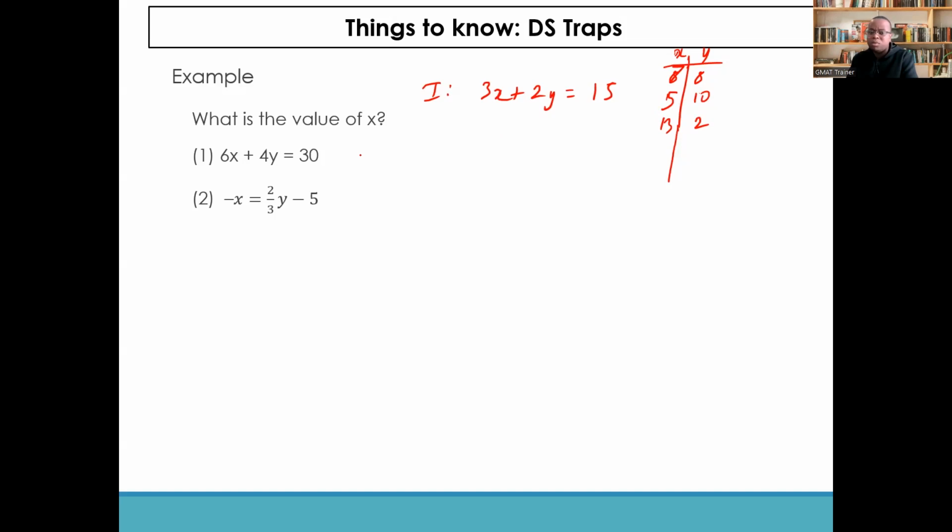We can have multiple possibilities. Yes, Jen has it. 9 and 6, right? So now x becomes 3, and then y becomes what? 3 as well. That will give us 15. So the question is, consider all possibilities.